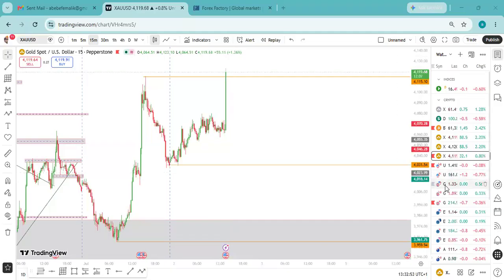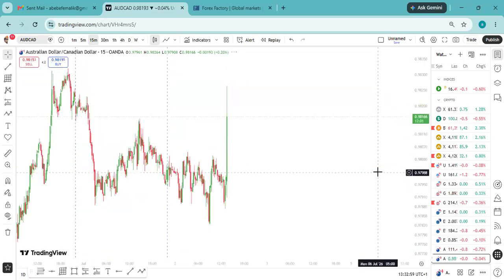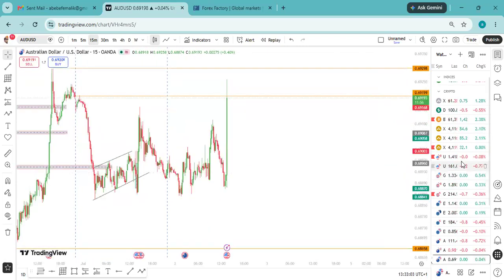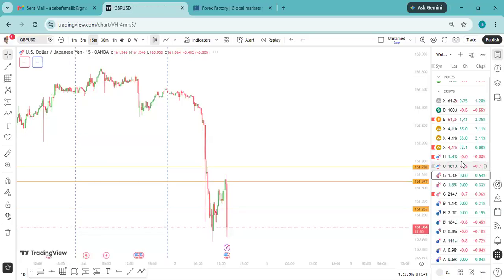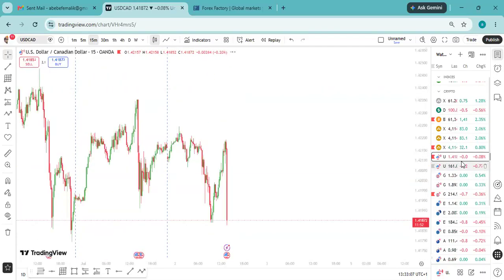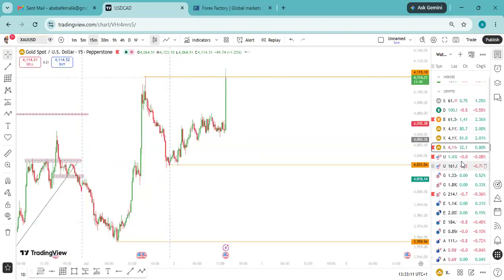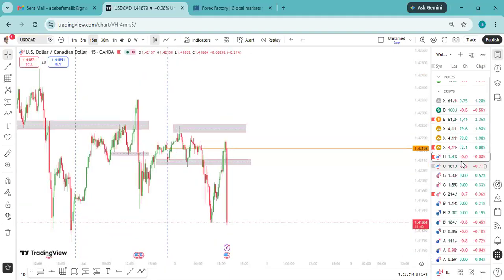Now let's go check out our AUD USD. AUD JPY pushed up. AUD CAD pushing up. AUD USD pushing up. The USD JPY is selling, selling, selling. Amazing. So we've made money today, and my work here is done.